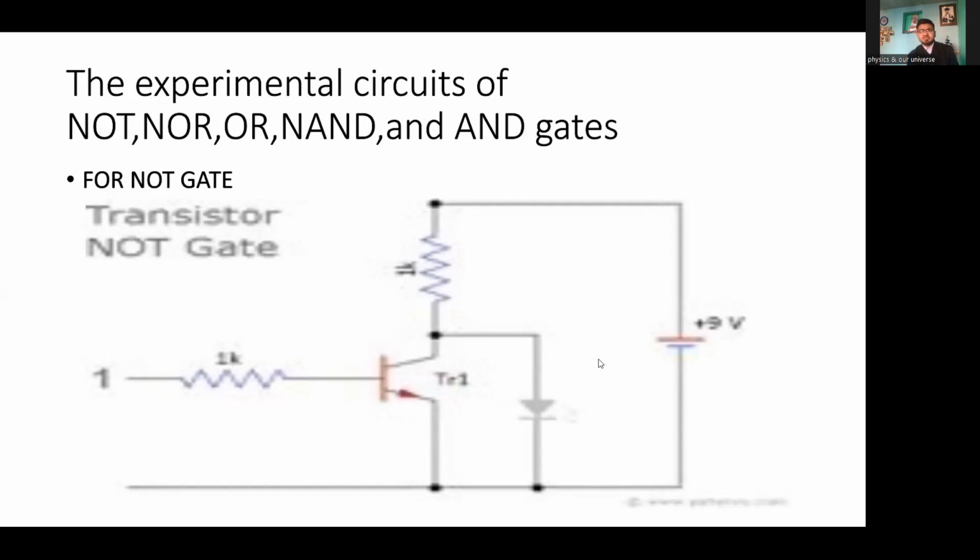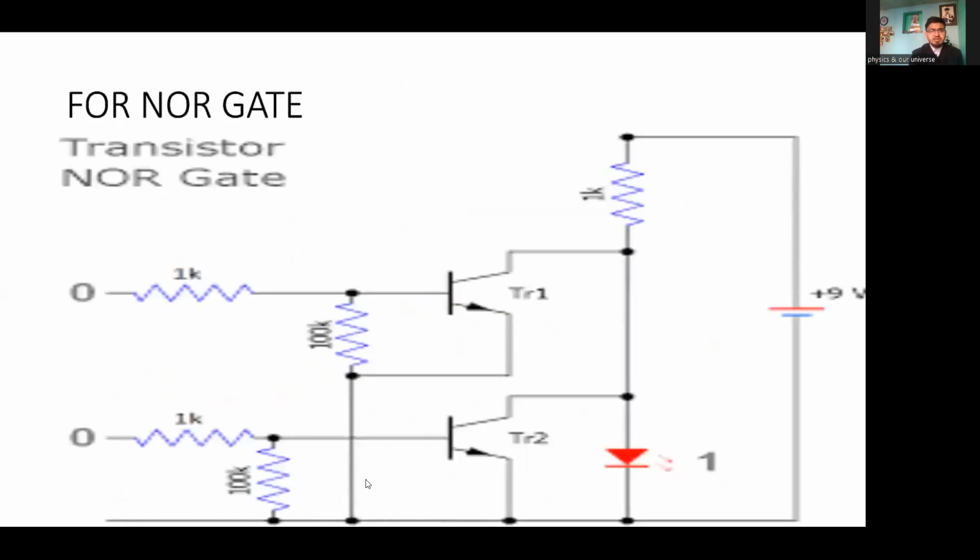This is the experimental circuit of the NOT gate by using a transistor. We are using only one transistor to make the NOT gate operation. To get the NOT gate, we have to use only one transistor. Okay, this is for the NOR gate.